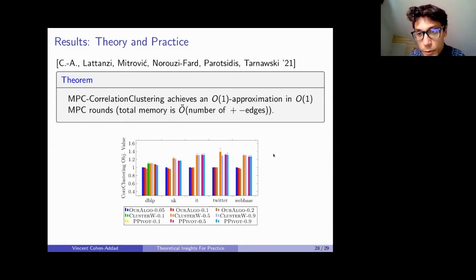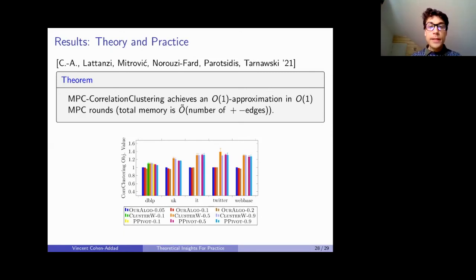Here I'm happy to brag about the number of MPC rounds, because I think it's less than 15, maybe close to 10. The constant factor approximation is embarrassing. I think the constant right now is like 100 or something, so it's not that great. I should also say that the total memory is order the number of plus edges. You don't have to store the n squared size input graph for correlation clustering with plus and minus edges; you just implicitly get the plus edges.